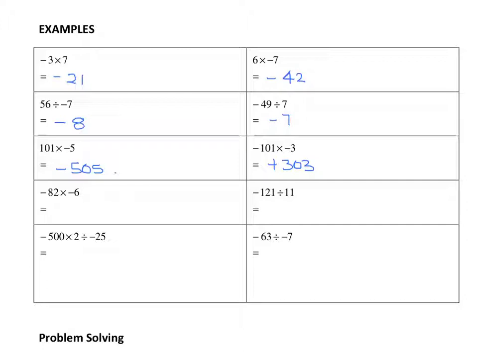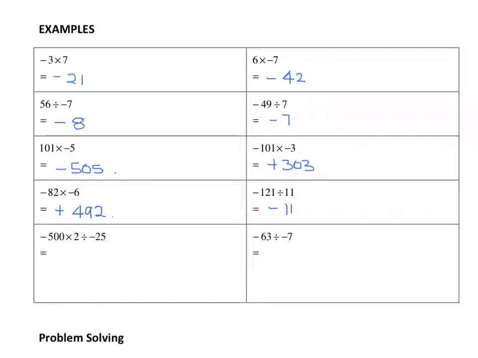-82 multiplied by -6, the answer will be positive, and you might need your calculator for this one. Positive 492. -121 divided by 11, it's positive 11, so the answer will be negative. And 11 divides into 121 11 times.